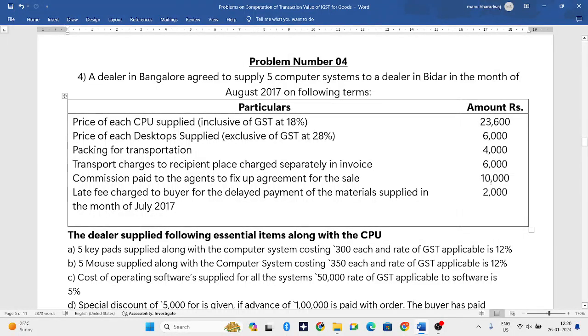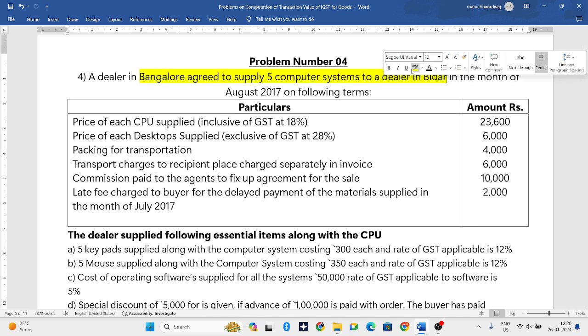In this particular video, we'll solve one more advanced problem, section C problems on transaction value and GST payable. A dealer in Bangalore agreed to supply 5 computer systems to a dealer in Bidar. Bangalore and Bidar both are in Karnataka only, so it is an intrastate transaction. What you should analyze is that CGST and SGST will be levied.